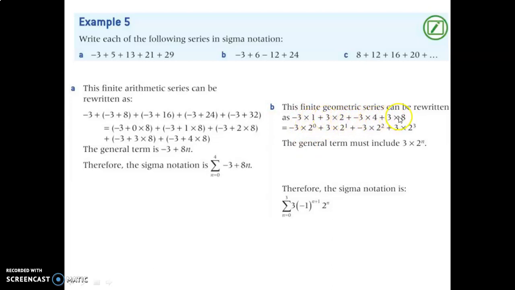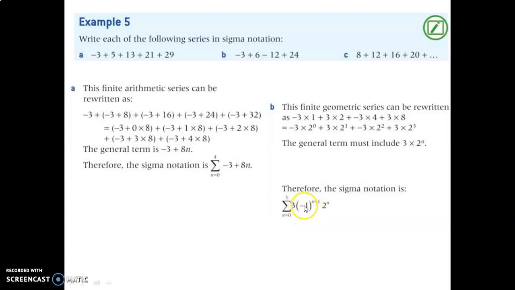Well, 2, 4, 8, you can see those are powers of 2. This is 2 to the first power, this is 2 to the second power, 2 to the third power. So we know the rule must include something like 3 times 2 to the n. However, there also has to be that changing from negative 3 to 3, negative 3 to 3. And the way to do that in a sequence is to just insert this. Notice how this negative 1 has been inserted here.